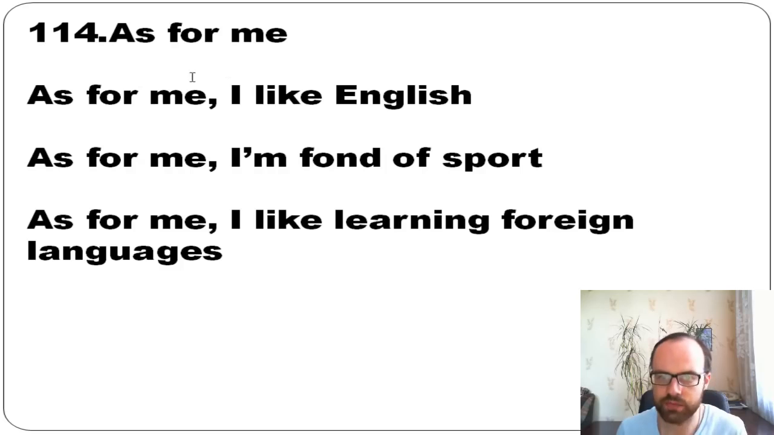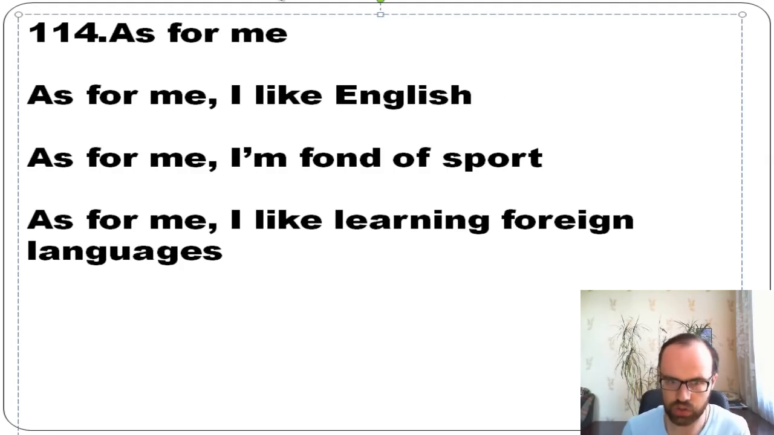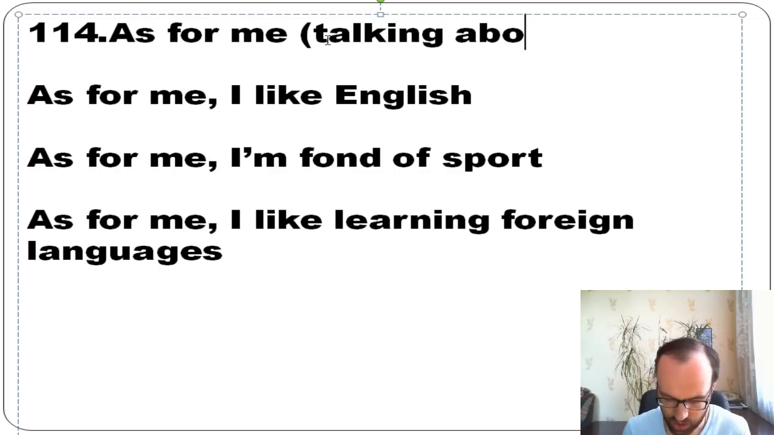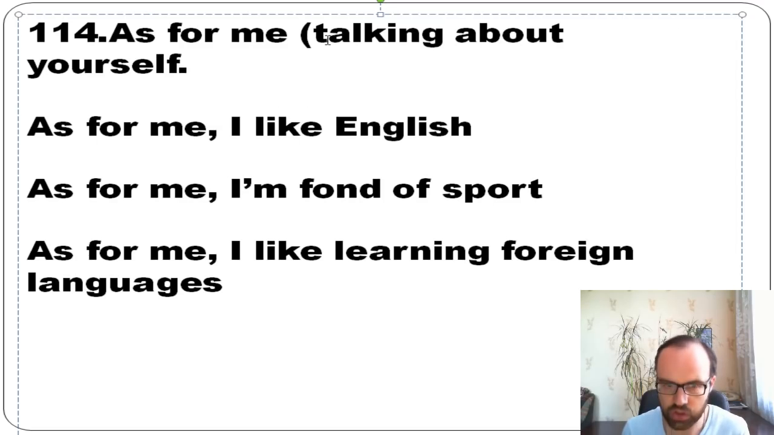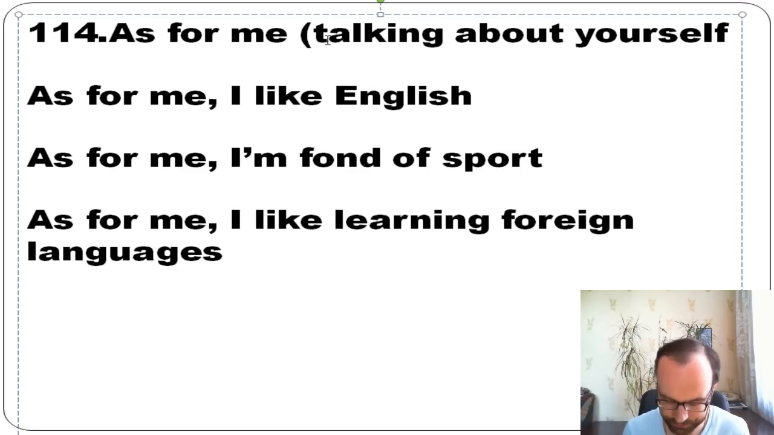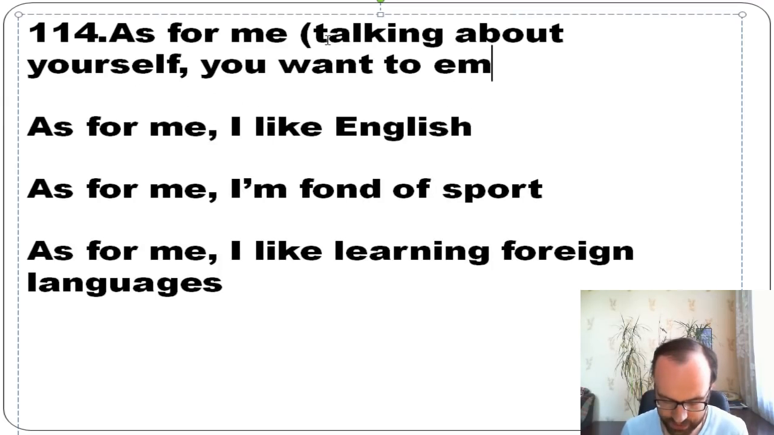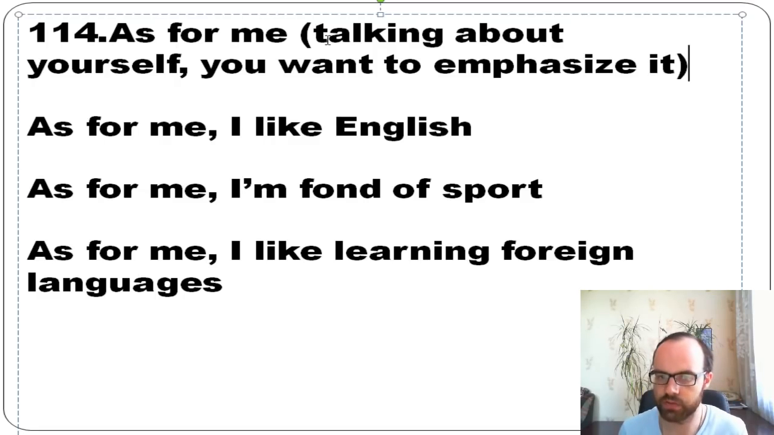Okay, next. As for me, I like English. As for me, so talking about yourself. When you talk about yourself and you want to emphasize it, you can say, as for me, I like English. Yeah, you can say I like English, it's okay, but if you want to emphasize it, you can say as for me, I like English. So it's your opinion, it's your idea, it's your experience.